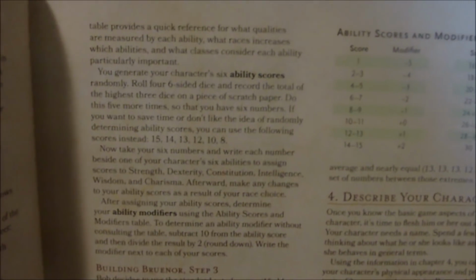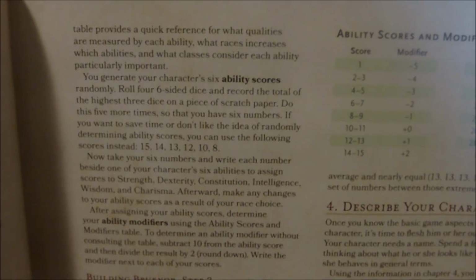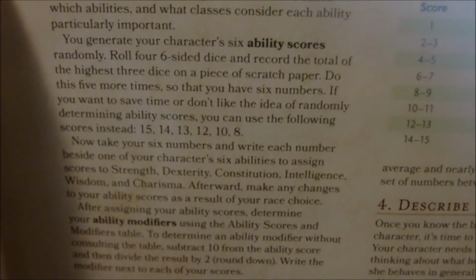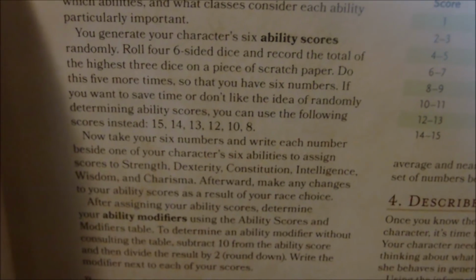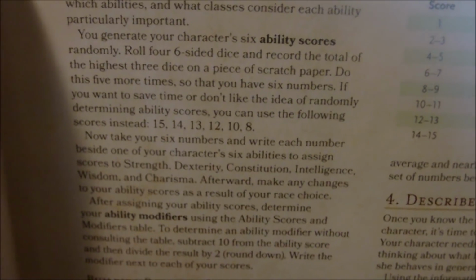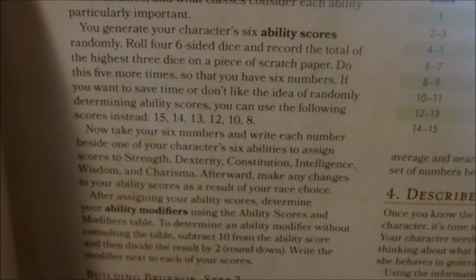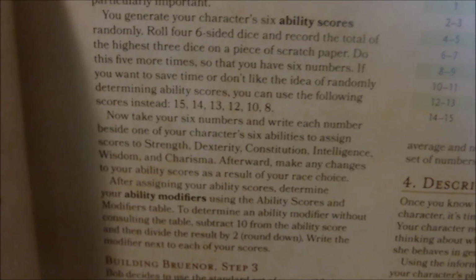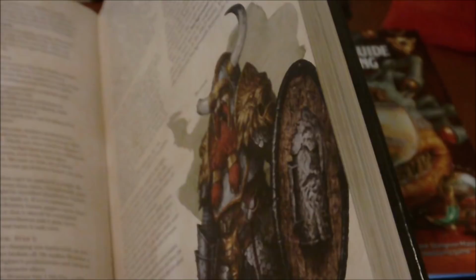So determine ability scores. The first thing here says you generate your character's 6 ability scores randomly. Roll 4 6-sided dice and record the total of the 3 highest on a piece of scrap paper. Do this 5 more times. If you don't like randomly determining the stats, then you can use the following scores instead. So the default method for 5th edition is to go back to our dice rolling.